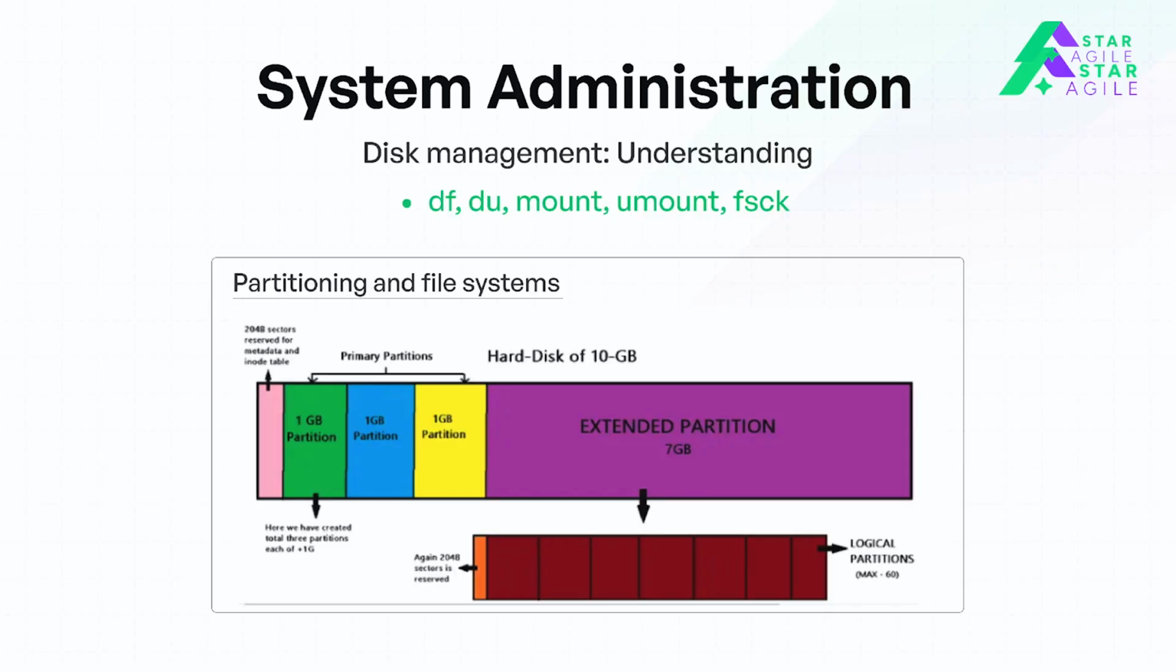The initial 2048 sectors you see here are reserved for the metadata and inode numbers. Then for the remaining, there are 3 primary partitions created of 1 GB each, and the last one, an extended partition, is created which is of 7 GB. In that 7 GB, you can create up to 60 further partitions inside the extended partition. So in total, 63 partitions we can create in the hard disk.